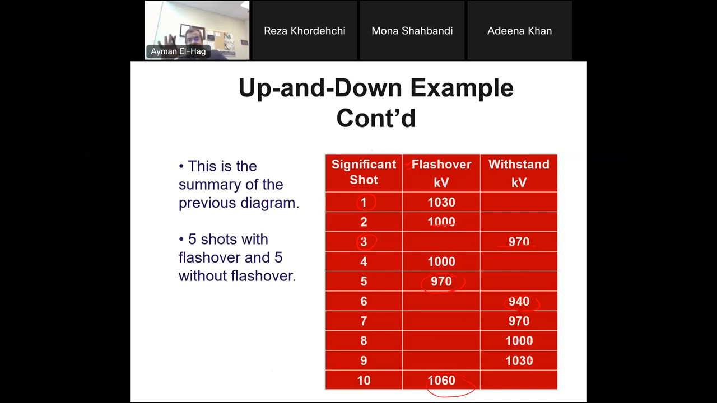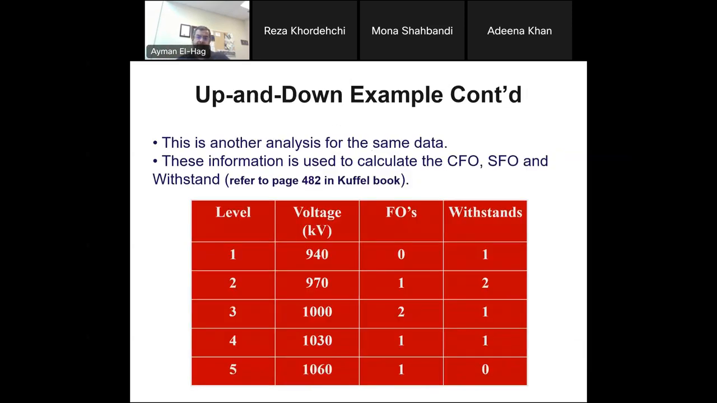So we have five of them withstand, five of them flashover. So you can count this. The level at 940 has no flashover and one withstand. At 970, we have three tests, one flashover and two withstand. At 1000, two versus one.